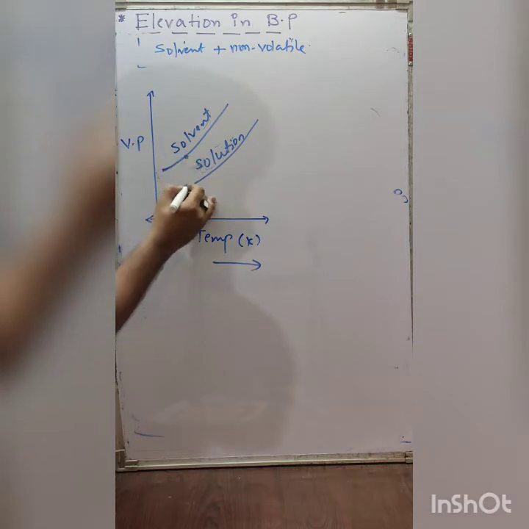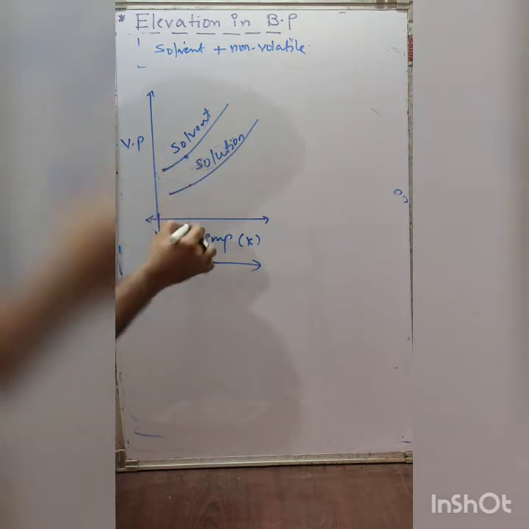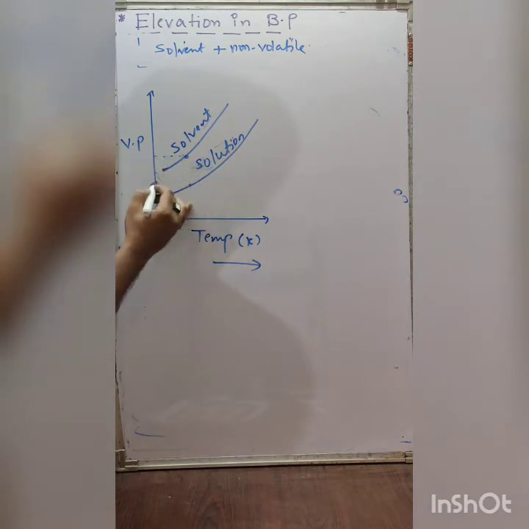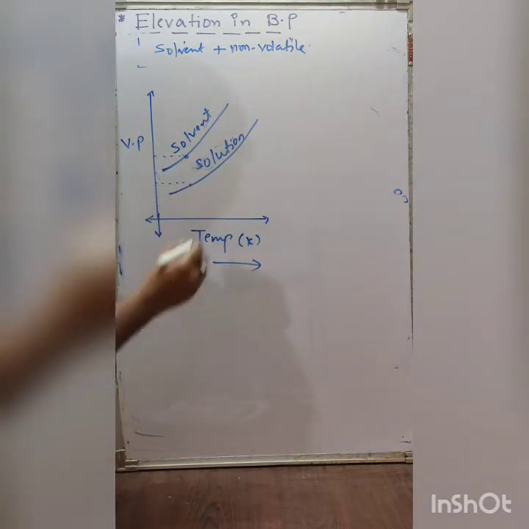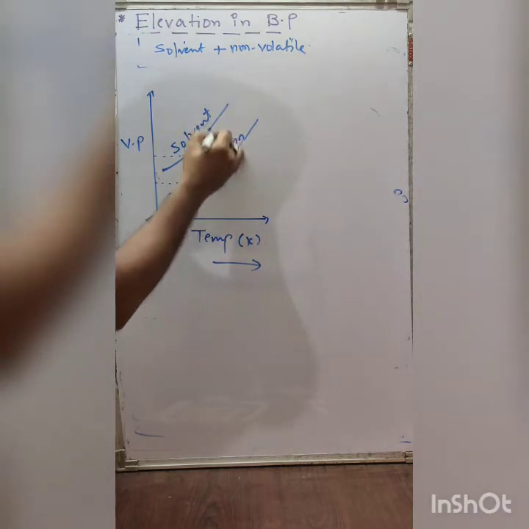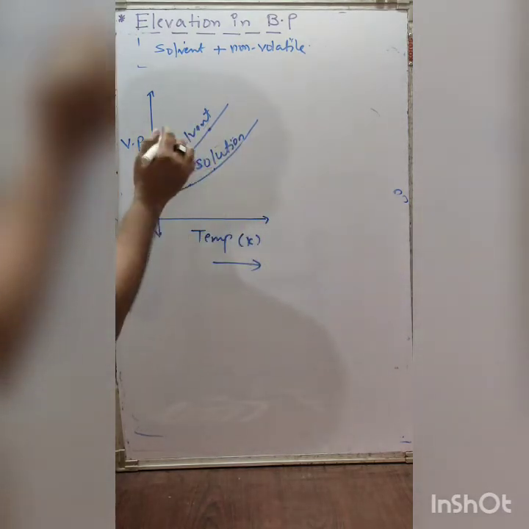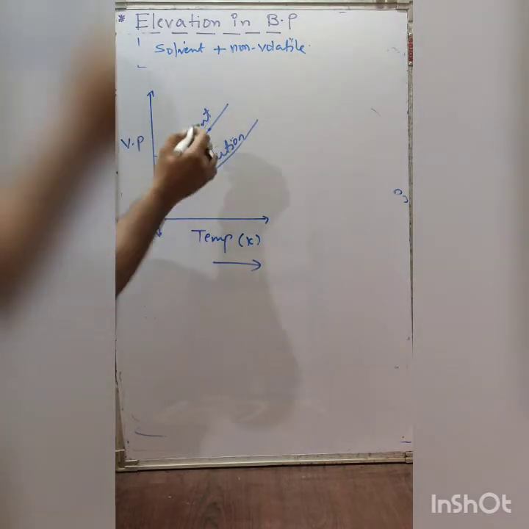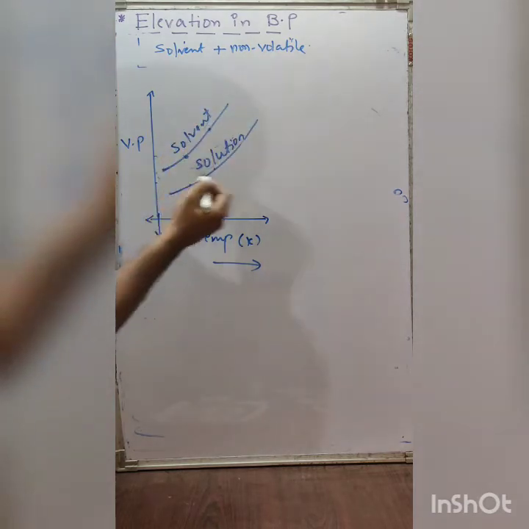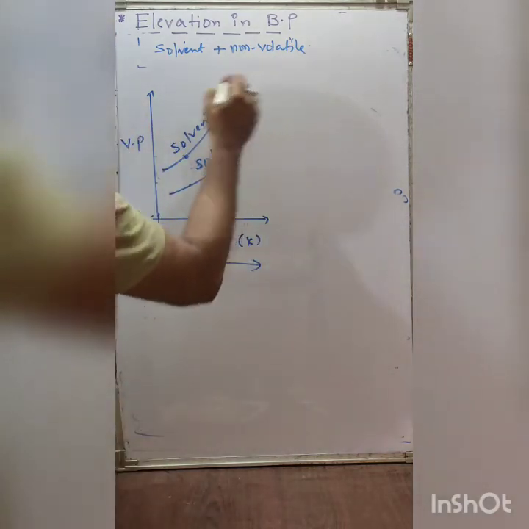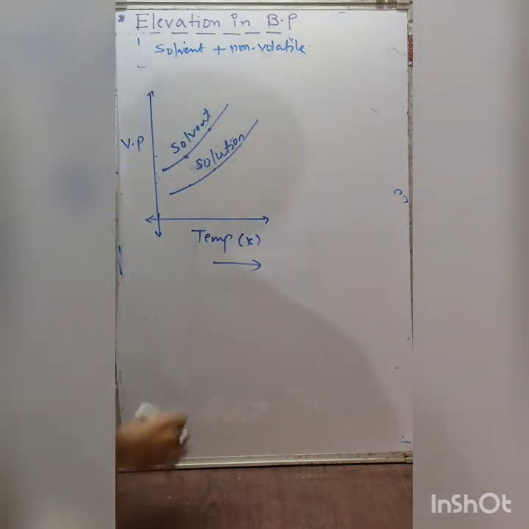If I talk about this point, at this temperature, whose vapor pressure is more? Solvent vapor pressure is more as compared to the solution. At any point, if we talk, the solvent vapor pressure is greater than the solution vapor pressure. Now, how is this connected with the boiling point?